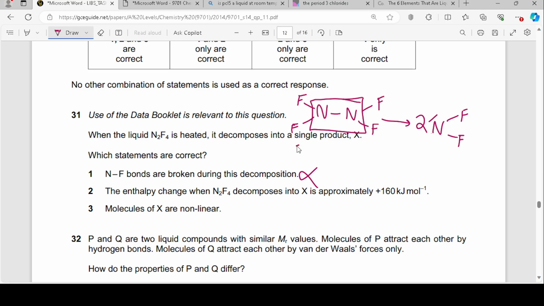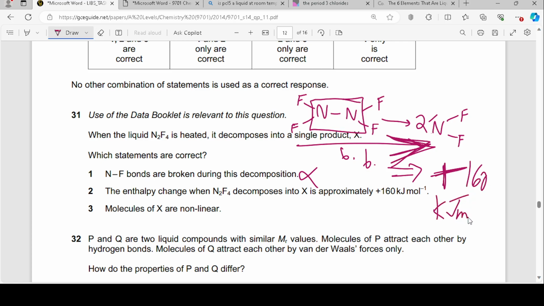So then, if the N-N bond is breaking, bond breaking is endothermic. It requires energy, whereas bond formation is exothermic. It releases energy, right? So obviously, if this is bond breaking, that implies that you will have positive, and then 160 is the bond energy. So positive 160 kilojoules per mole to break the N-N bond, right? So B seems to be right.